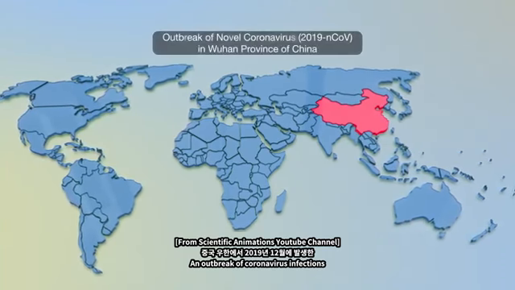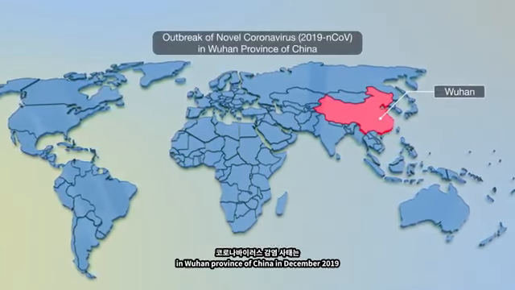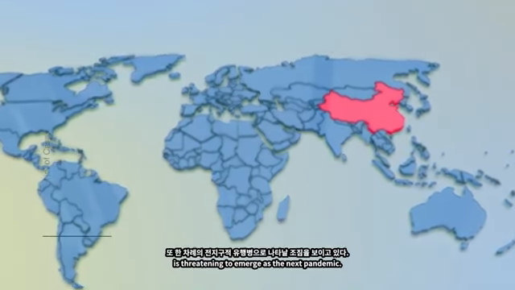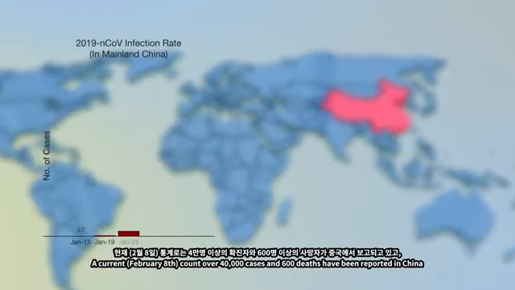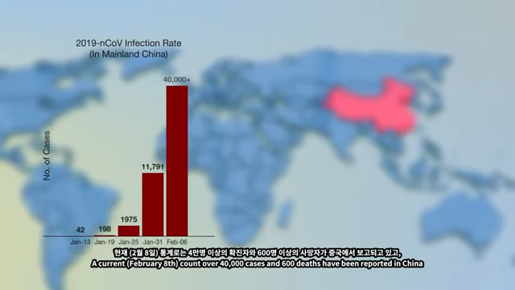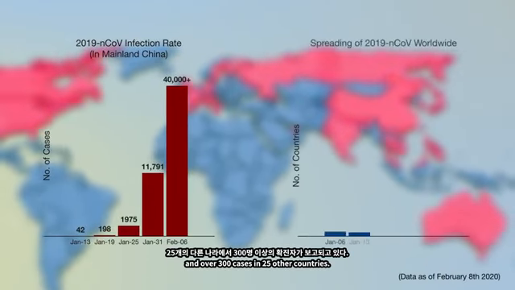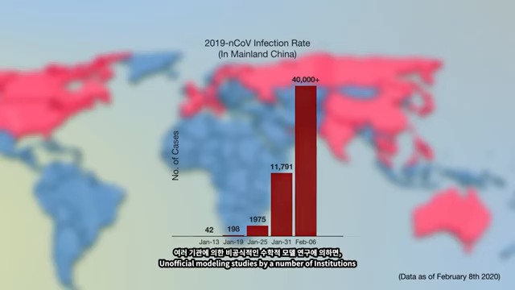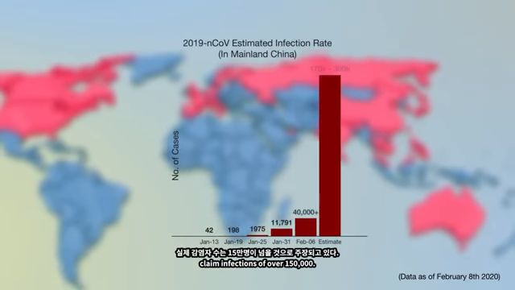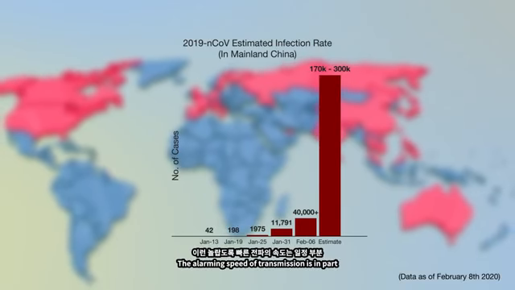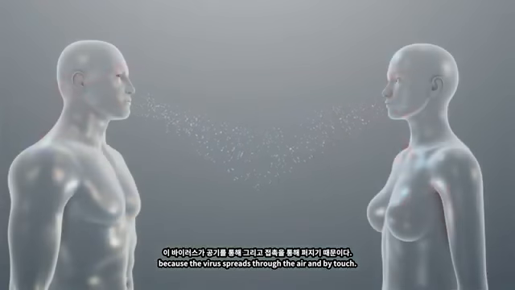An outbreak of coronavirus infections in the Wuhan province of China in December 2019 is threatening to emerge as the next pandemic. At current count, over 40,000 cases and 600 deaths have been reported in China and over 300 cases in 25 other countries. Unofficial modeling studies by a number of institutions claim infections of over 150,000. The alarming speed of transmission is in part because the virus spreads through the air and by touch.